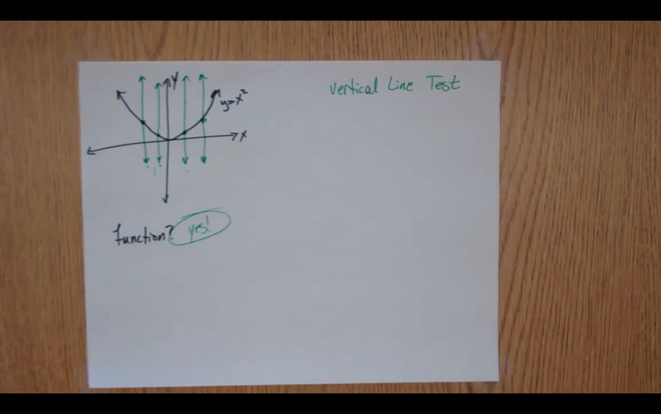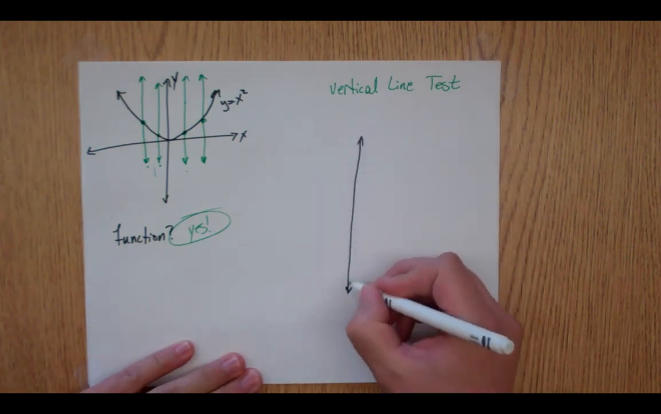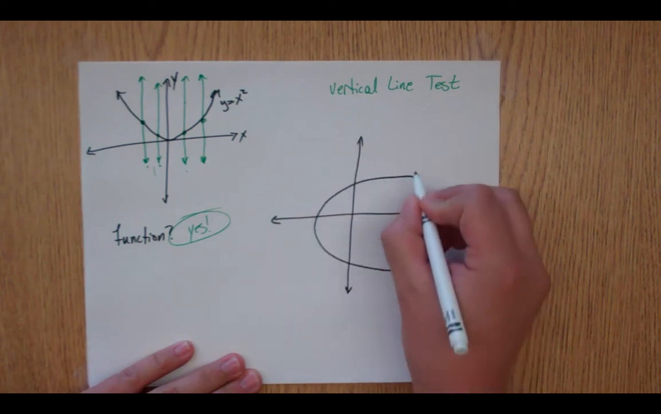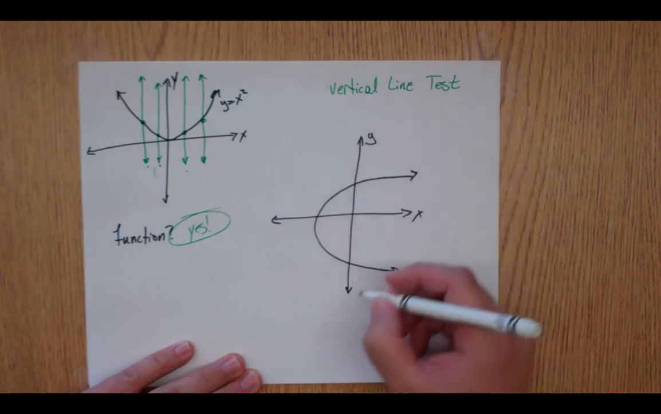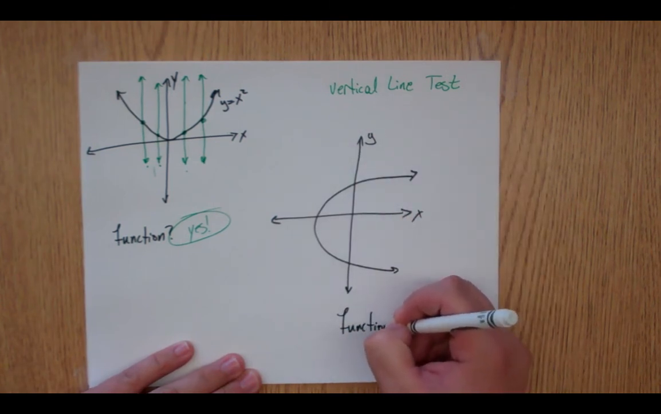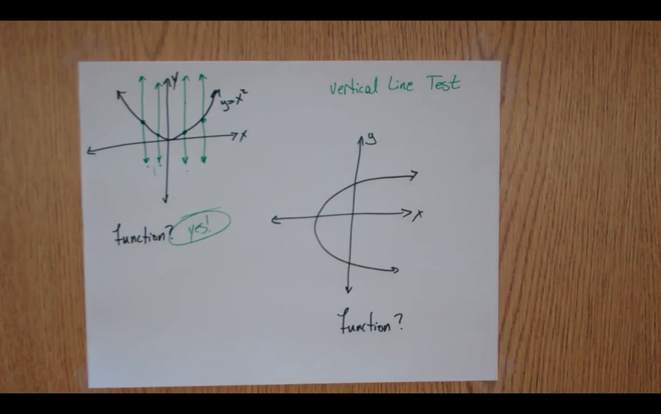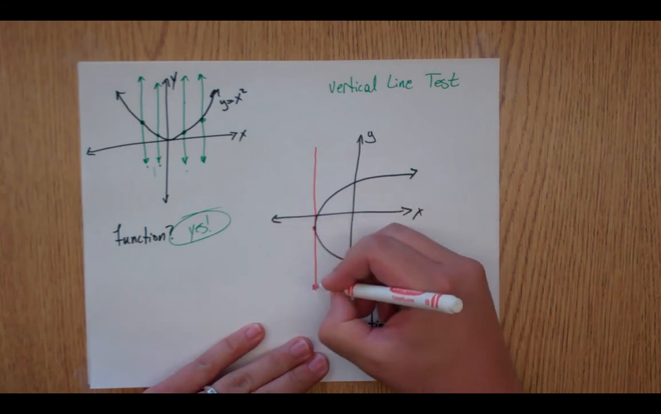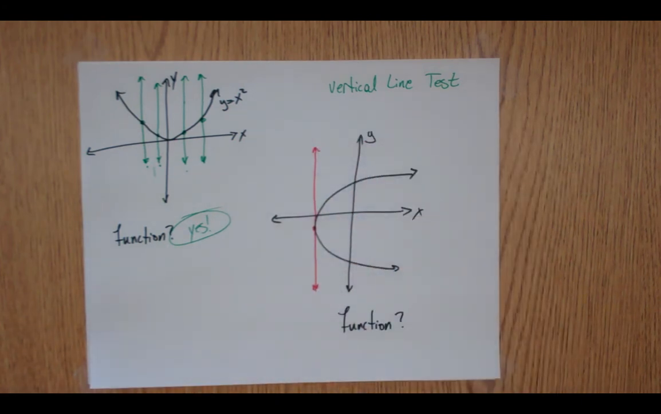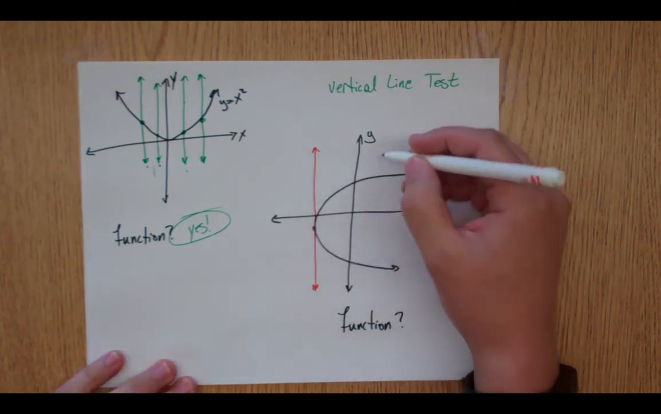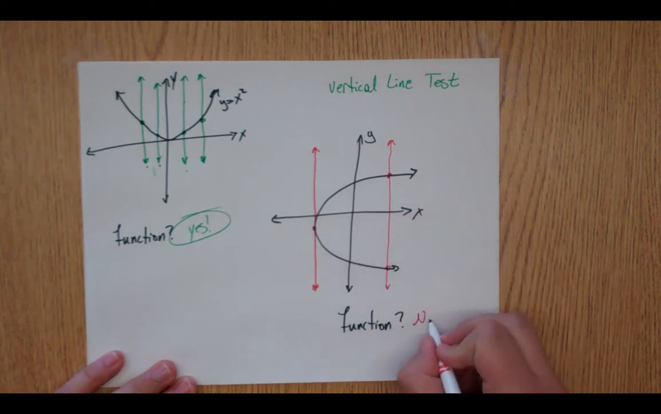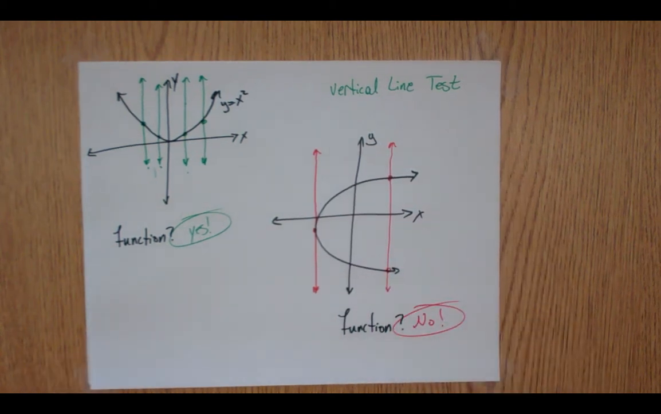Now, let's look at a different graph real quick. What about this graph? Is this a function? Well, let's try the vertical line test. Let's draw my line right here. I only hit it one time. So, is that a function? Well, what about if I move my line over some and draw it, say, here? You notice I hit it twice, so the answer is no, not a function, because I hit it twice.